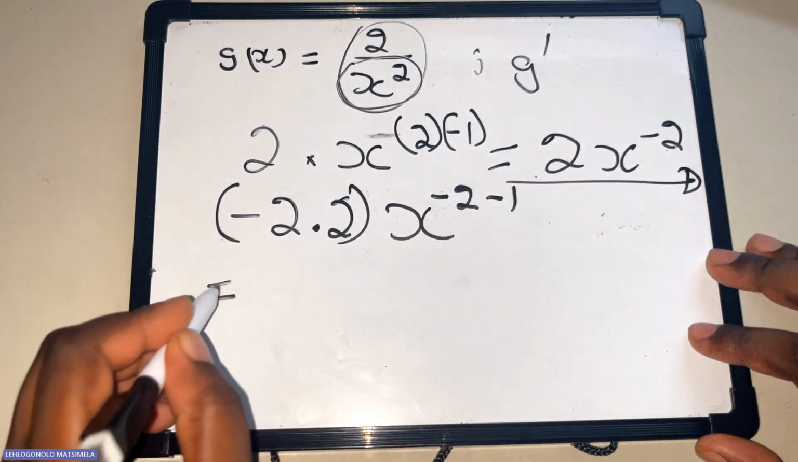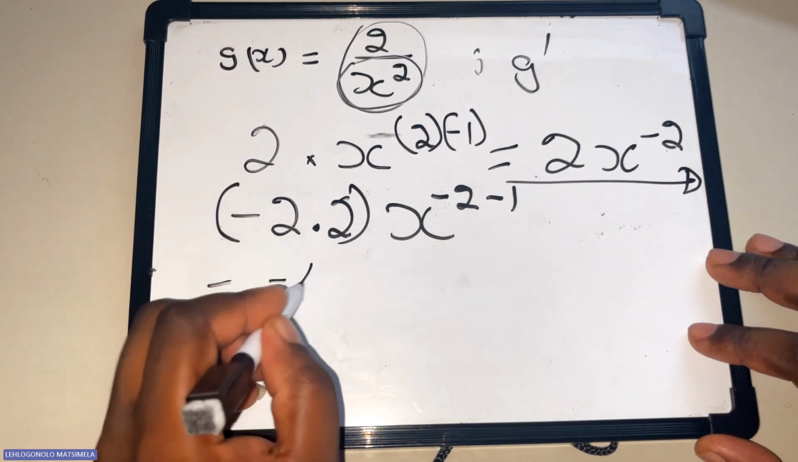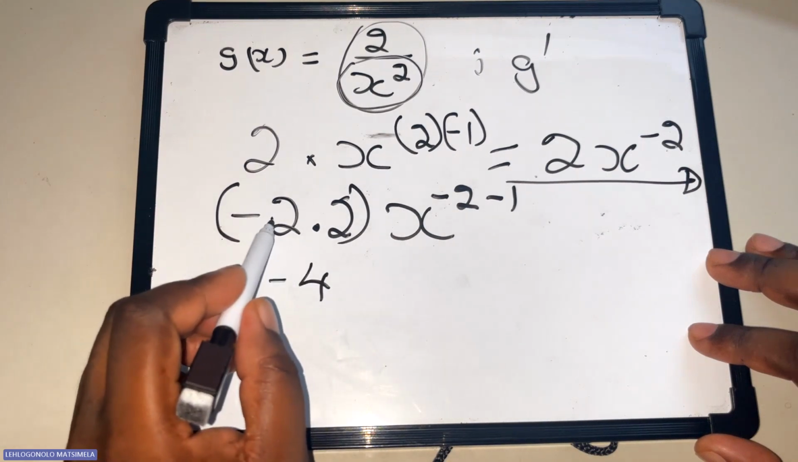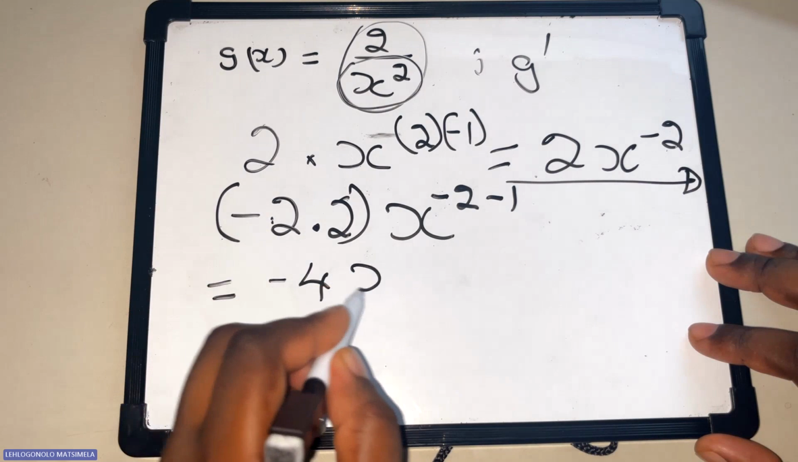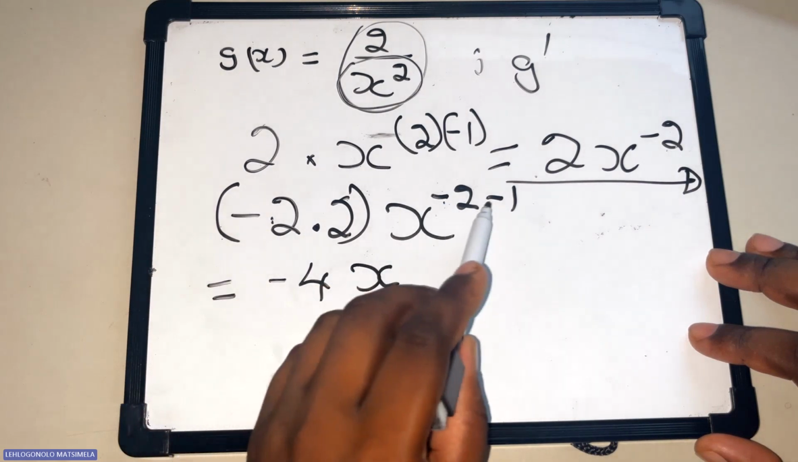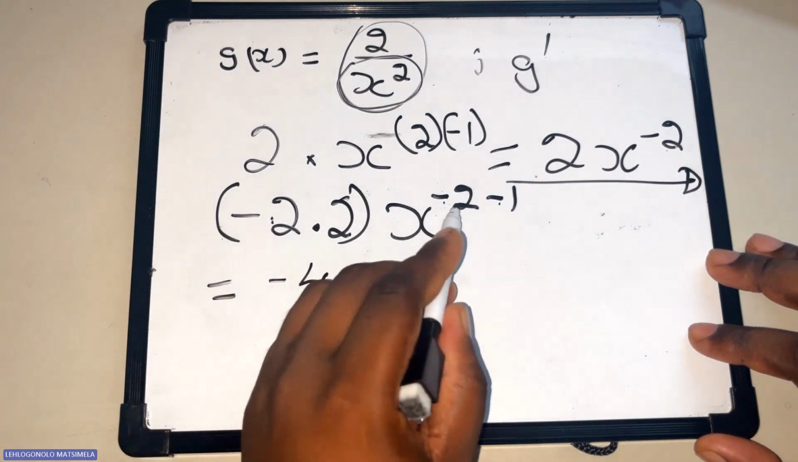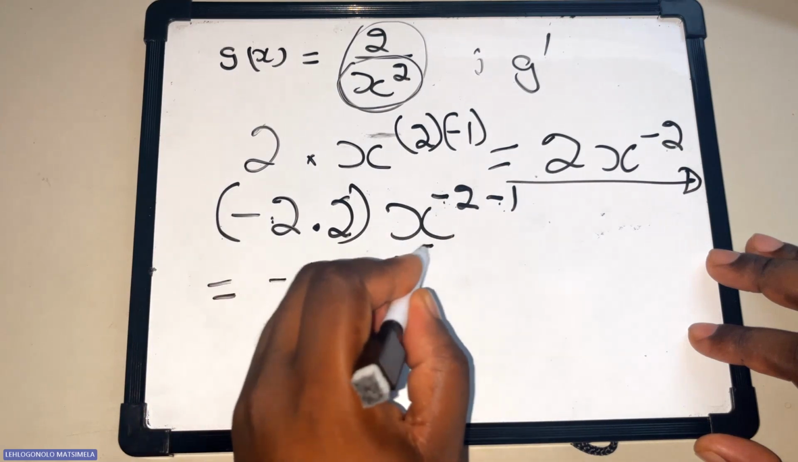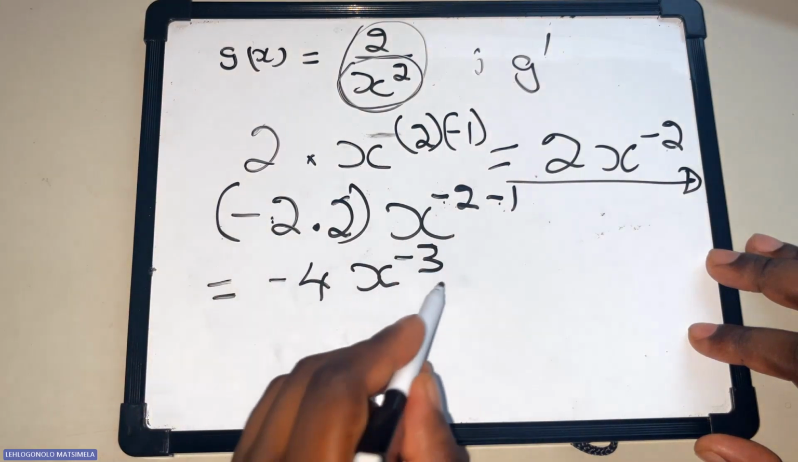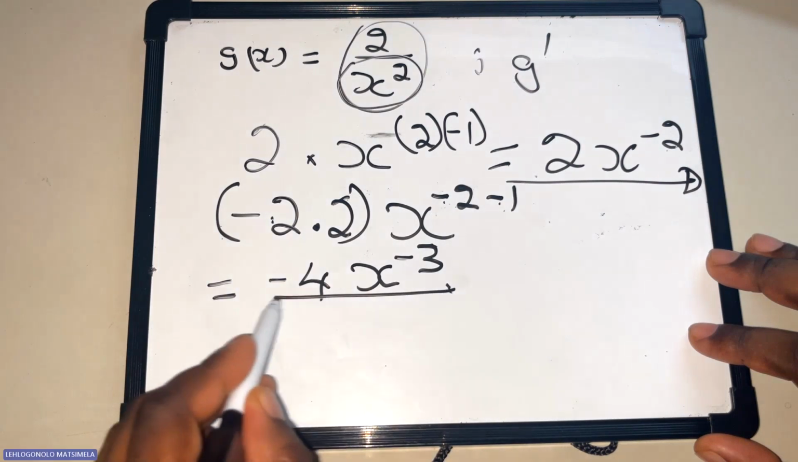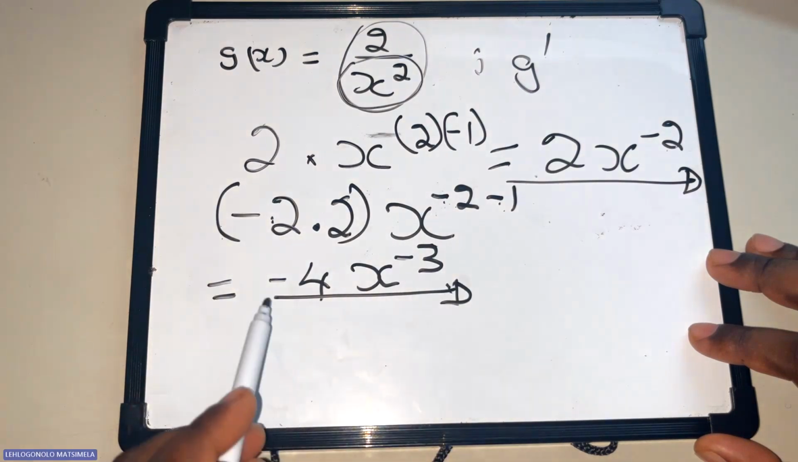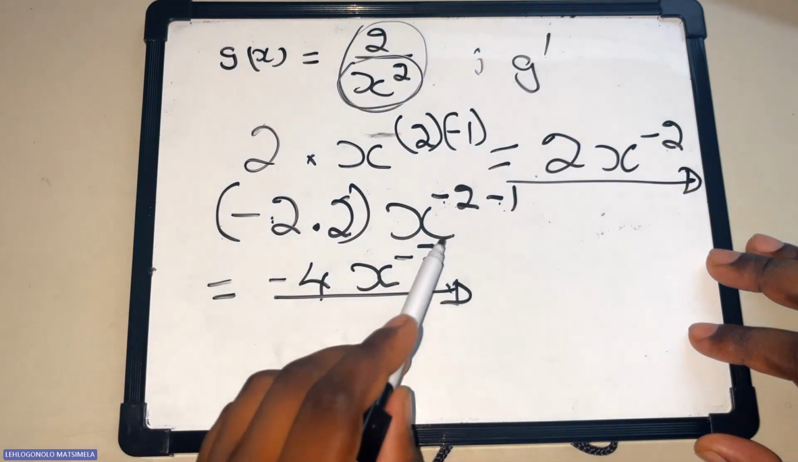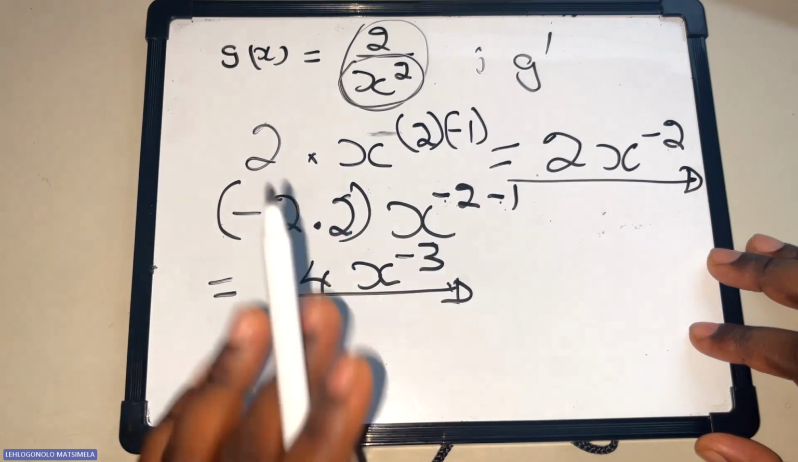And then simply mathematically, we will have minus 4, because 2 multiplied by minus 2 is minus 4, and then x as it is, then minus 2 minus 1 as an exponent, it will be minus 3. So which means simply our derived part we are done here, which is minus 4x to the power of minus 3. We are done deriving.